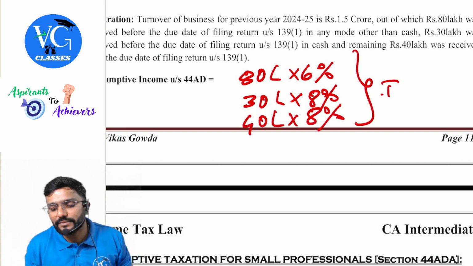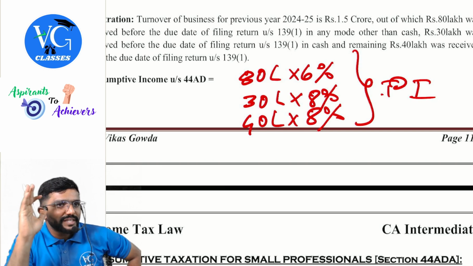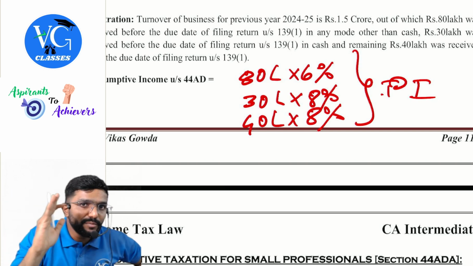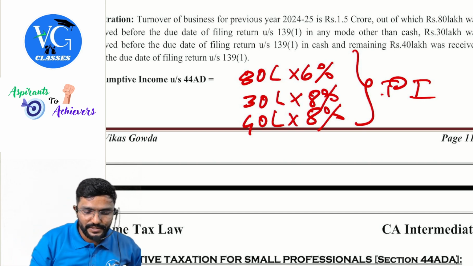This is your presumptive income. Hope you understand. So only for the amount received before the due date in any mode other than cash, it is 6%. For any other amount, 8%, guys.